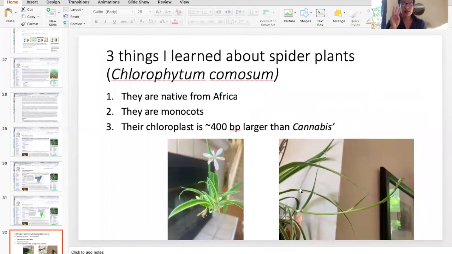So the three things that I learned about spider plants, besides the scientific name, Chlorophytum comosum, is that they are native from Africa, they are monocots, and their chloroplast is approximately 400 base pairs larger than cannabis chloroplast. And this is an example of a video of anything related to plants. It's about a 3 to 5 minute video that you should have for your final project.